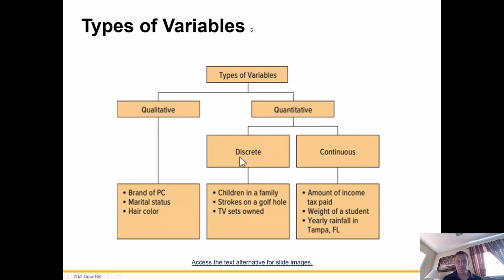So, if you want to express this graphically, we can kind of break it down like this, right? We've got our qualitative, again, non-numerical on the left. So if you look at the examples here, brand of PC, marital status, hair color, again, no numbers there, right? And then on the quantitative side, on the numerical side, we have what we call discrete, and then what we call continuous. I'll explain those in a second. So discrete, if you look at the children in a family, strokes on a golf hole, TV sets owned, and then compare it to continuous, which says amount of income, tax paid, weight of a student, yearly rainfall in Tampa, Florida.